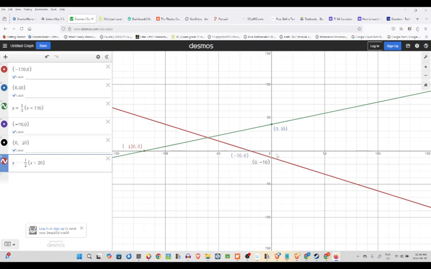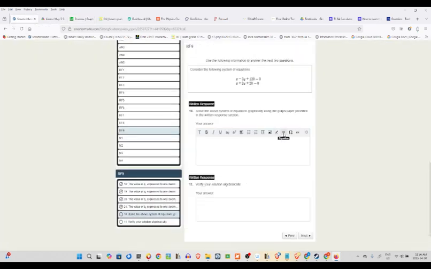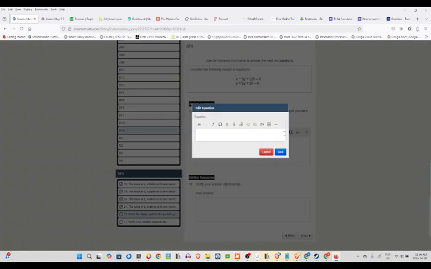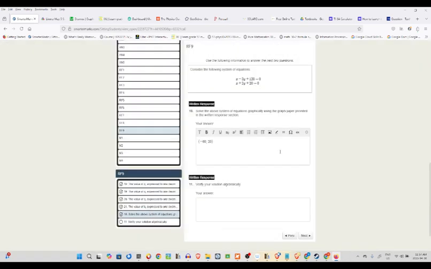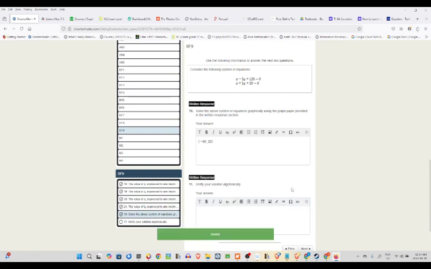Confirm that these two cross. Now these intersect 2 boxes up, where each box represents 10. 6 boxes left, again each box represents 10. Looks like our solution, our point of intersection, is negative 60, 20. Yes, Desmos confirms. So there's our negative 60, 20. And verify the solution algebraically.